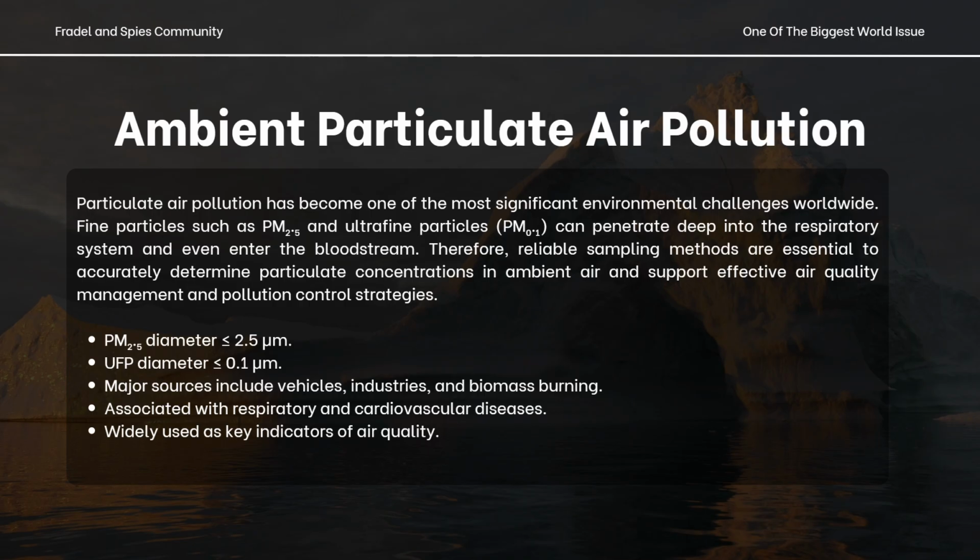The point here is that PM 2.5 has a diameter of less than 2.5 micrometers, and ultrafine particles are less than 0.1 micrometers. The major sources include vehicles, industry, and biomass burning, and they are associated with respiratory and cardiovascular disease, and also widely used as a key indicator of air quality.